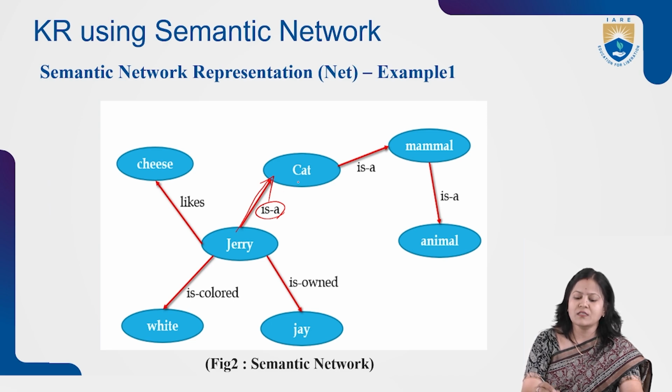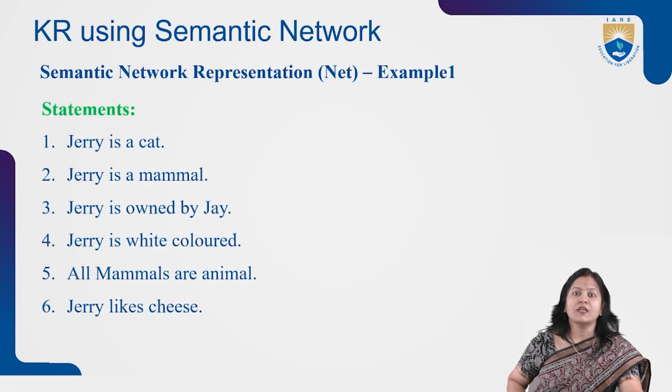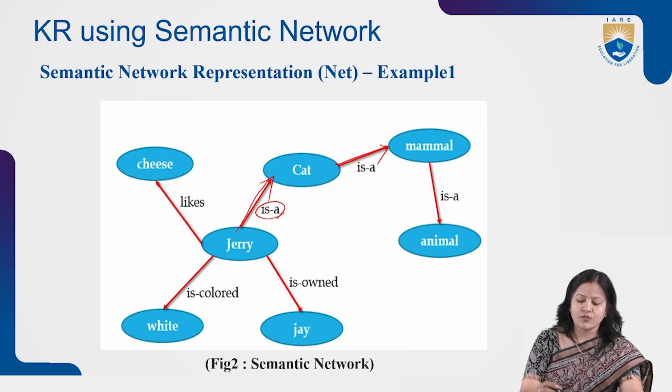So that if A is equal to B is equal to C, then A is equal to C. So cat is a mammal means Jerry is a mammal. Indirectly we can say Jerry is a mammal, right? So this is done. Next one is Jerry is owned by J. Jerry we have already created. Is owned by J. J is one class here we have created.